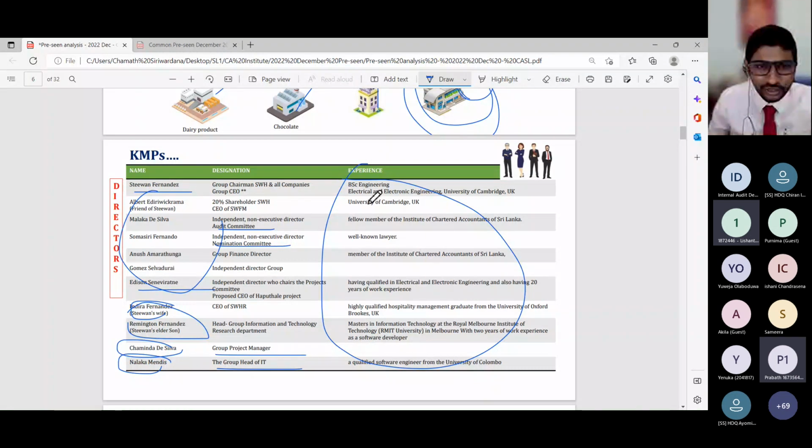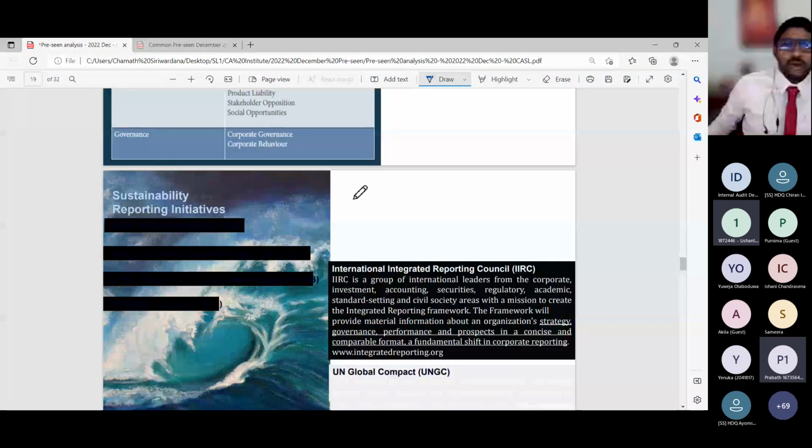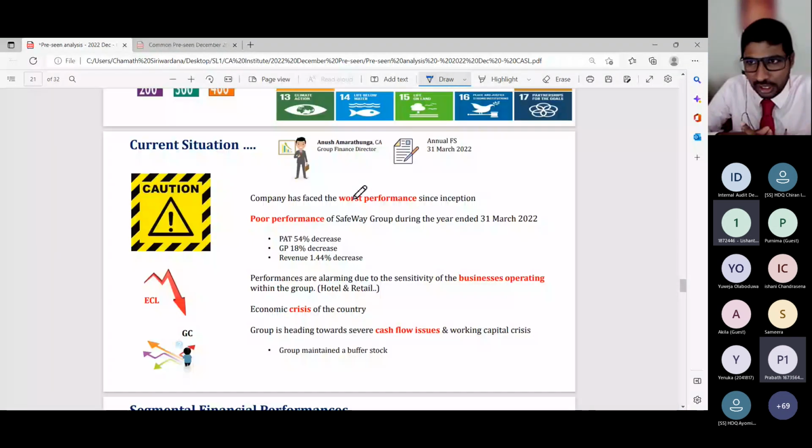I'm going to the financial reporting part directly. One important thing I want to mention is that there is a separate section given relating to the financial performance of the company. Anush Amaratunga, the group financial director, looking at the 31st March 2022 financial statements, is commenting on the performance of this particular company.